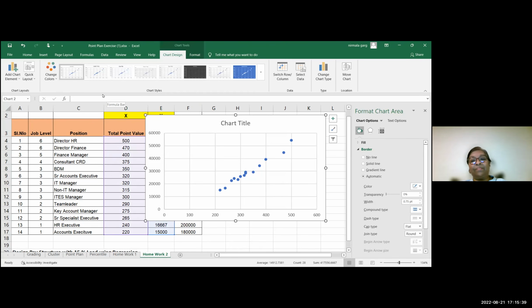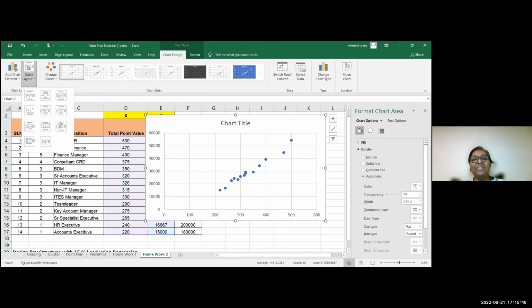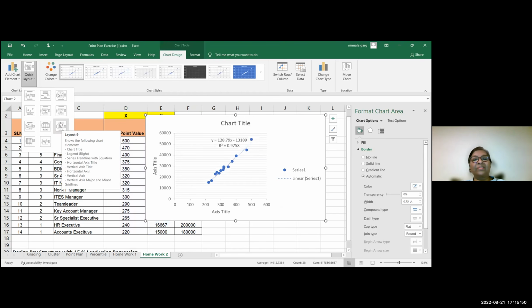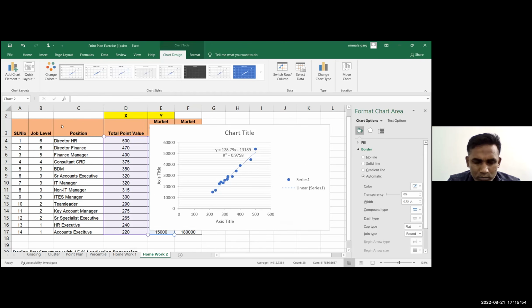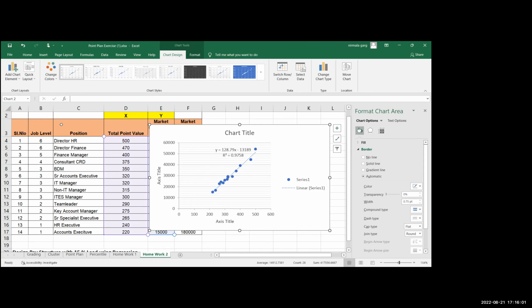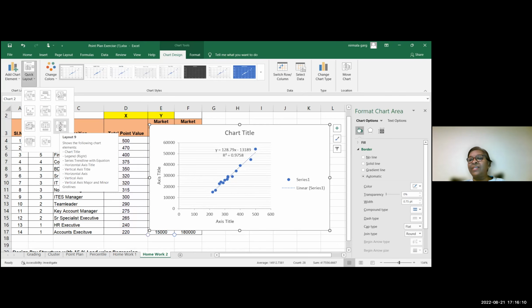Can you see my screen very well? Yes, ma'am. So, there is something called quick layout. Can you see that? Then I have gone to FX. Got it? I will do it again if you want. Simple. I just have to go to quick layout and then do that. See, quick layout and go to FX. Can you see that?